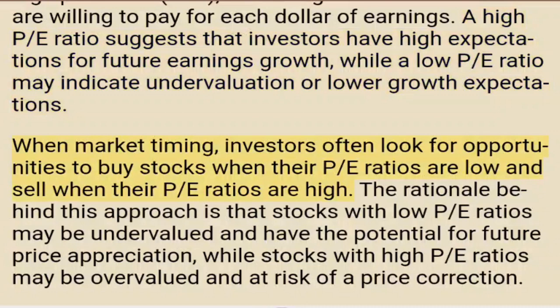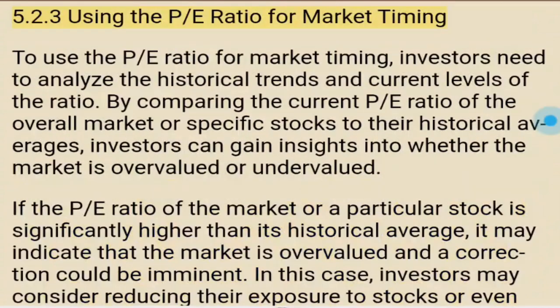When market timing, investors often look for opportunities to buy stocks when their P/E ratios are low and sell when their P/E ratios are high. The rationale behind this approach is that stocks with low P/E ratios may be undervalued and have the potential for future price appreciation, while stocks with high P/E ratios may be overvalued and at risk of a price correction.